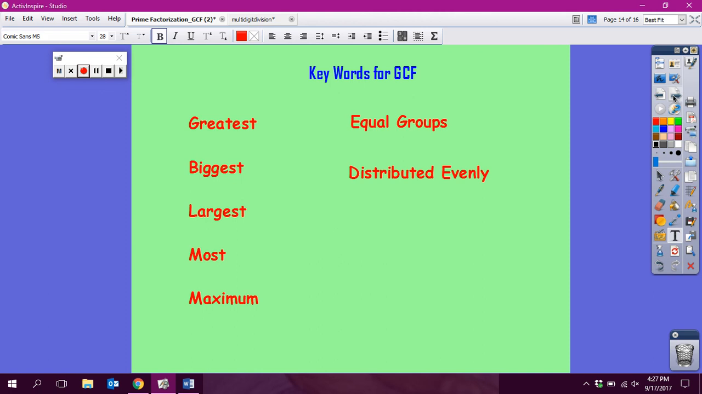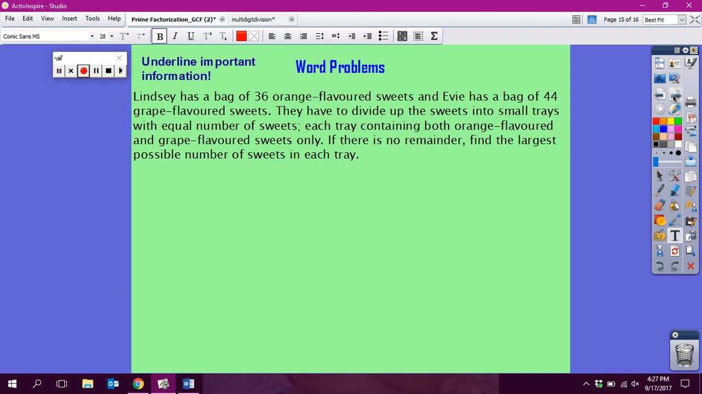So the last thing we're going to do today, and I know this is a really long video, thank you guys for hanging in there, is word problems. So looking at this nice problem here, Lindsay has a bag of 36 orange flavored sweets, and Evie has a bag of 44 grape flavored sweets. They have to divide up the sweets into small trays with equal number of sweets. Each tray has to contain both orange flavored and grape flavored sweets only, meaning there's not any mystery sweets coming in. We're just using what we're given.